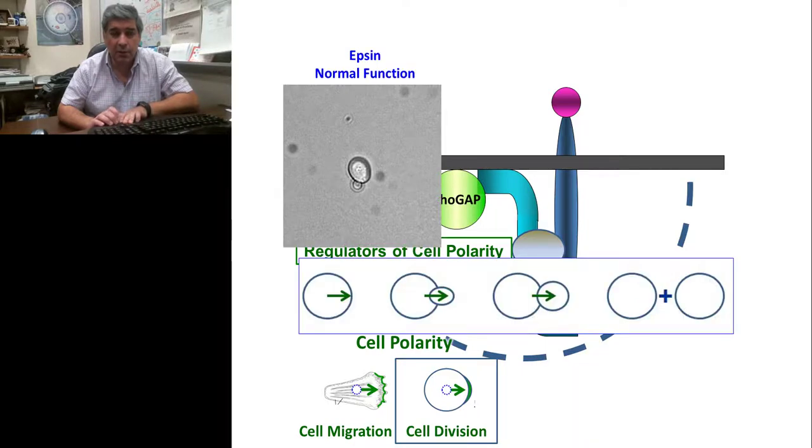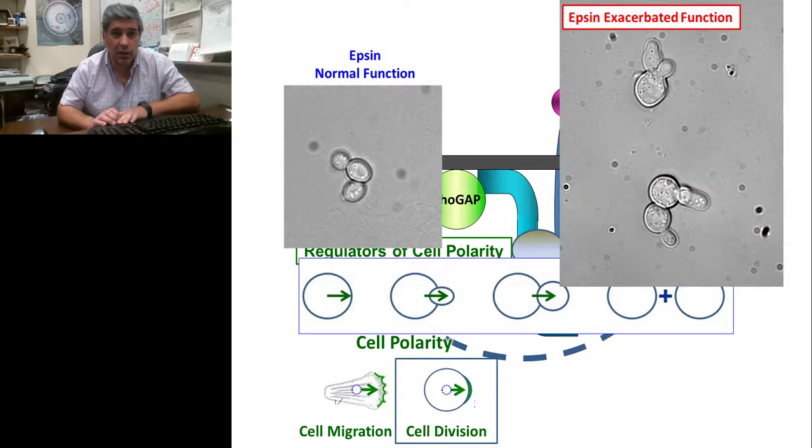And here you can see a movie showing Saccharomyces cerevisiae, budding yeast, actually budding. So what you see is our normal cells grow a bud until the bud is similar in size to the mother, and then they separate. So this is the normal behavior of the cells, and it occurs upon Epsin normal function. But if we introduce a point mutation in Epsin, we can generate an exacerbated function of Epsin, an uncontrolled function, and this is the result.